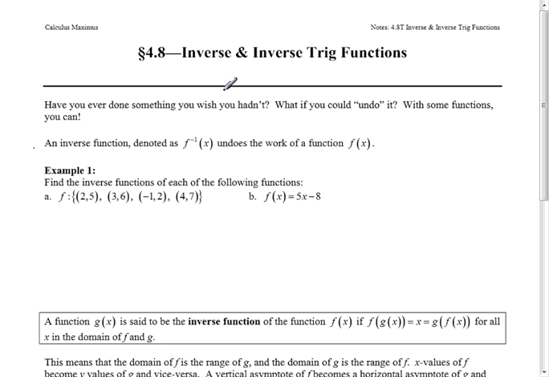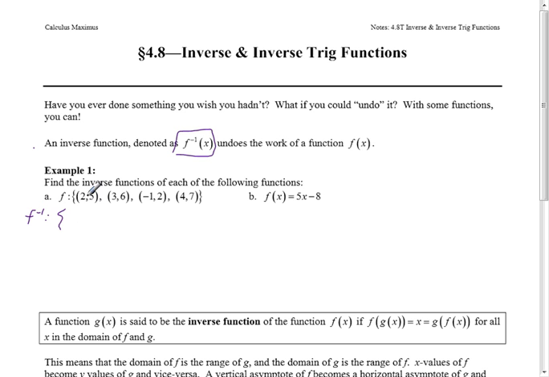Okay, let's talk about inverse and inverse trig functions today. There are some important things to know. You should remember, hopefully, from Algebra 2, maybe even Algebra 1, especially pre-calc, what an inverse is. And this is the notation used for an inverse function.